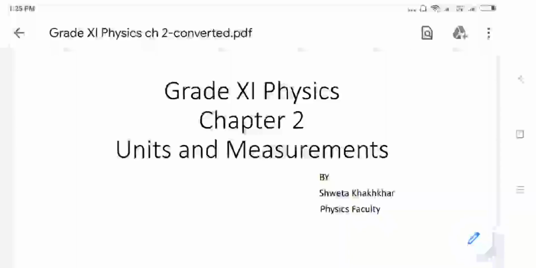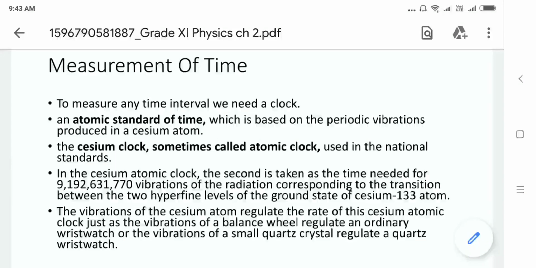Hello students, let us start our new session of chapter number 2, Units and Measurements. Now, here we want to measure the time. In earlier two sessions, we carried out the measurement of length, and in the next session, we define the measurement of mass of the object. Now, we want to measure the time.